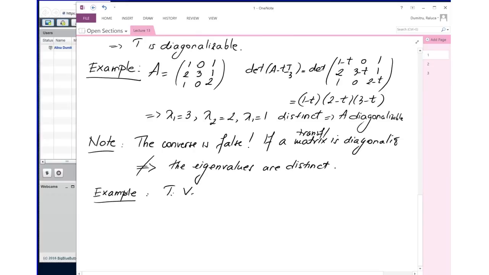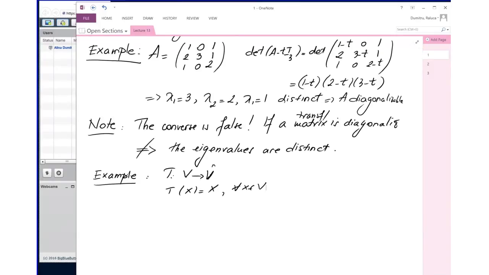T from V to V, where V is finite dimensional, of dimension n. Just the identity operator, basically. T of x equals x for any x in V. So, is T diagonalizable, first of all?